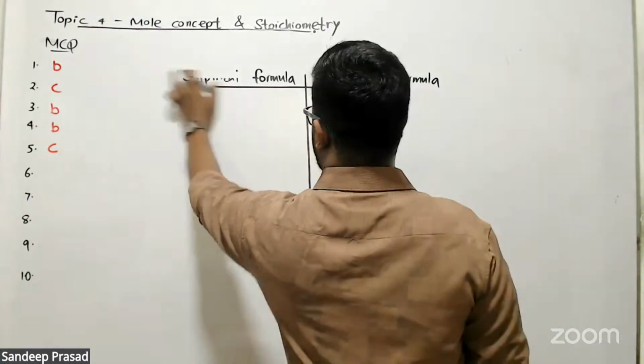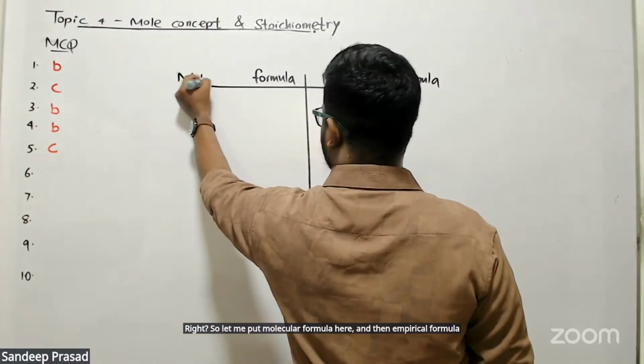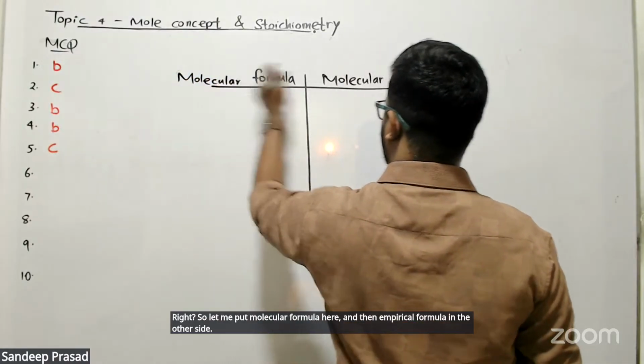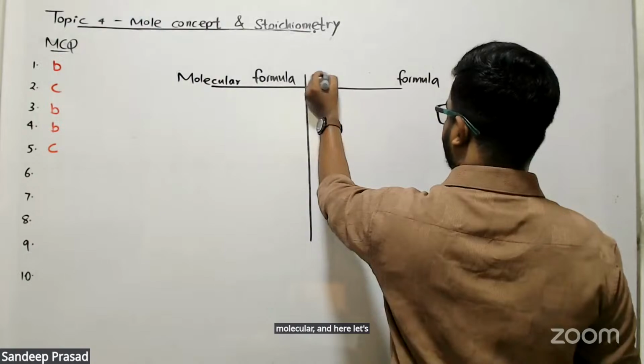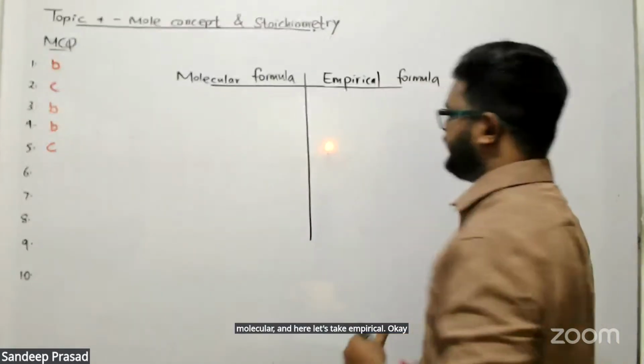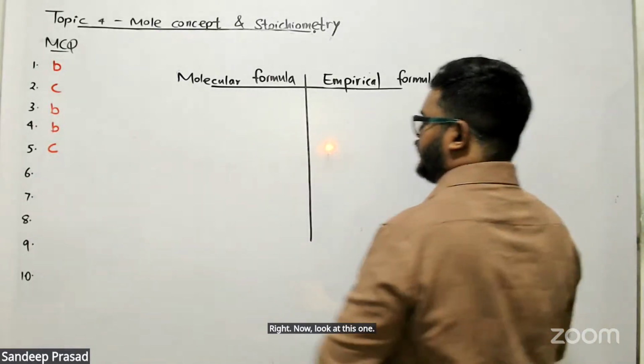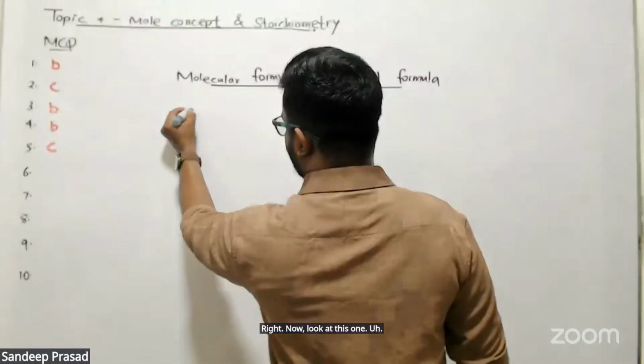Right. So let me put molecular formula here and then empirical formula on the other side. Molecular, and here let's take empirical. Okay, in this way. Now look at this one. Here also let me take 5 examples.